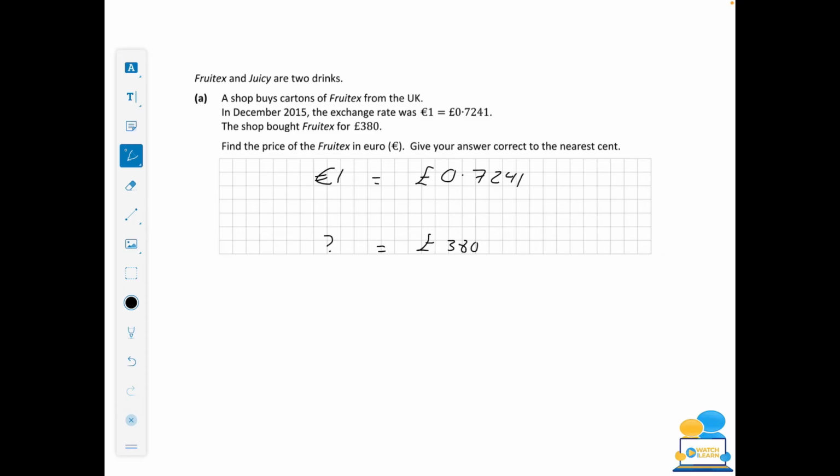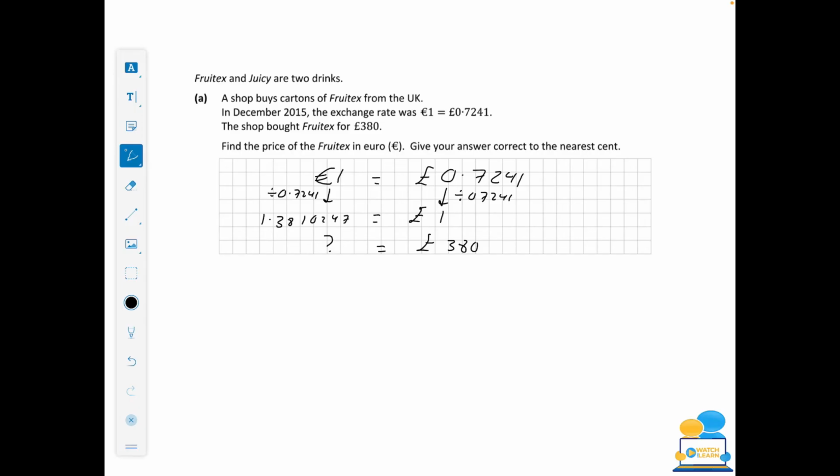Shop bought, so we need to change this into £380 is equal to how many euro? Now again, how do I go from 0.7241 to 380? No idea. So we're going to go to 1 first. To go from there, I'm going to divide by 0.7241. We'll do the same thing at this side. So 1 divided by 0.7241. Now, that gives me a big long decimal. I'm just going to write it down.